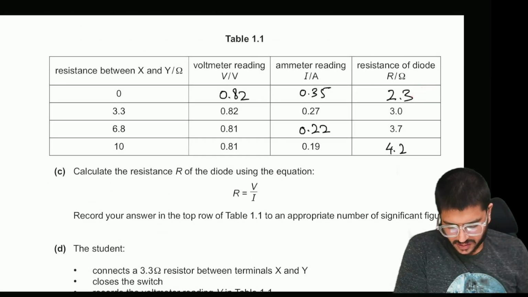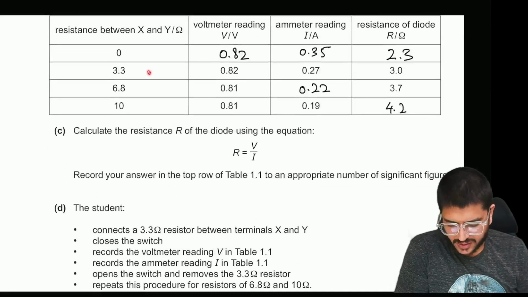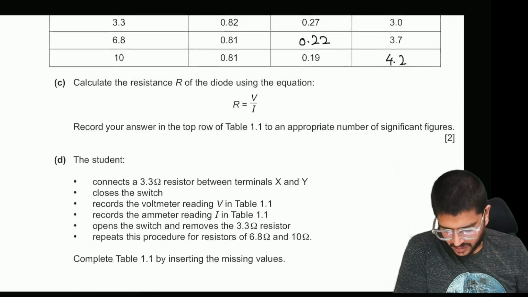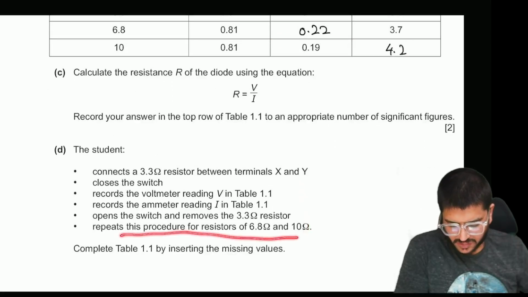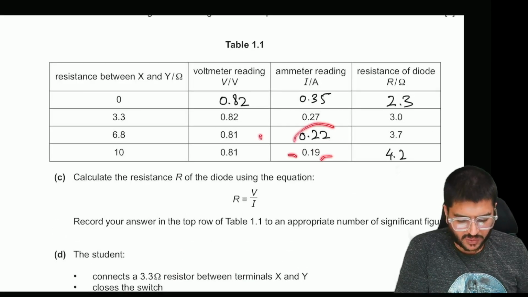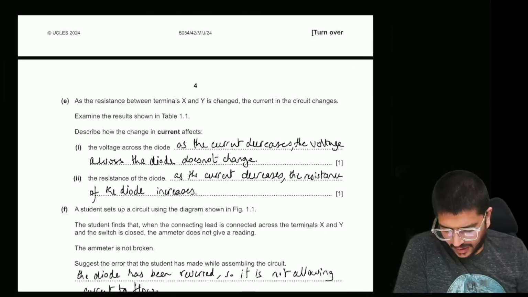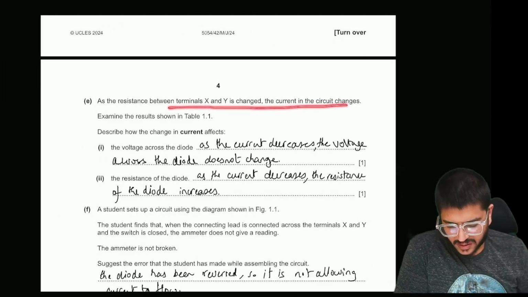You calculate the resistance using the formula. The student connects a 3.3 ohm resistor between terminals X and Y as shown. These are the readings. Closes the switch, does all of this, repeats the process for 6.8 and 10 ohms. So they've given you some values, some you had to calculate. You've done that. Now, as the resistance between terminals X and Y change, the current in the circuit changes. Examine the results in table 1.1.